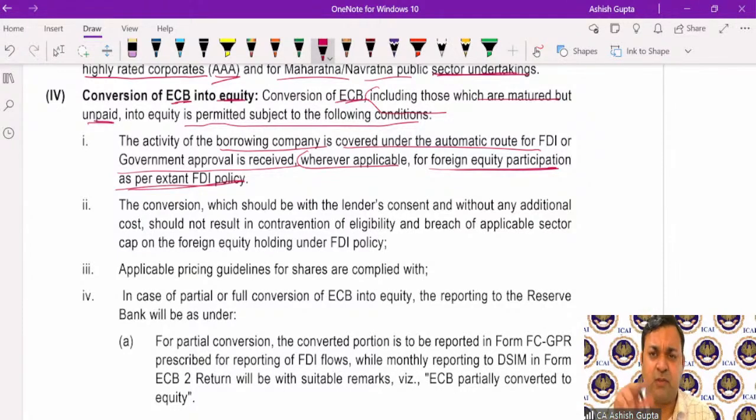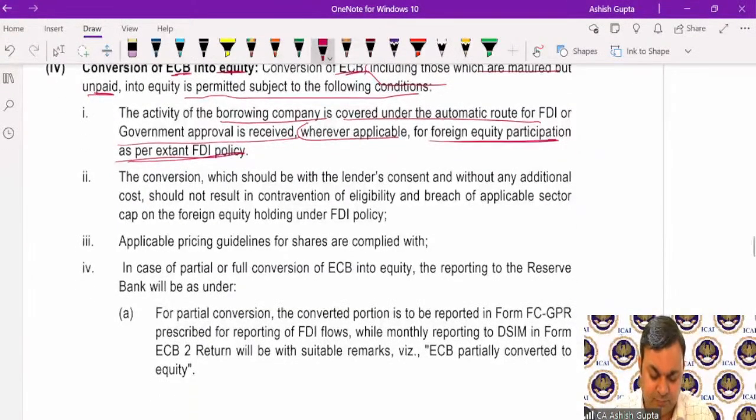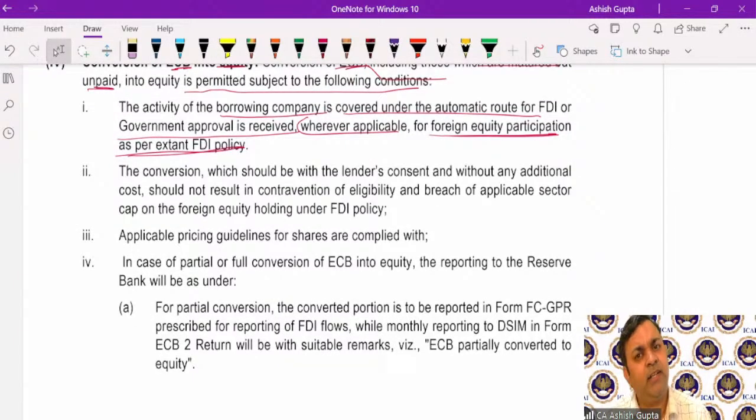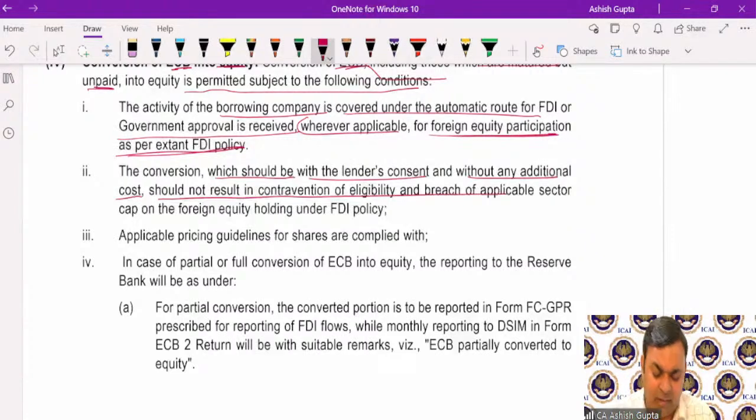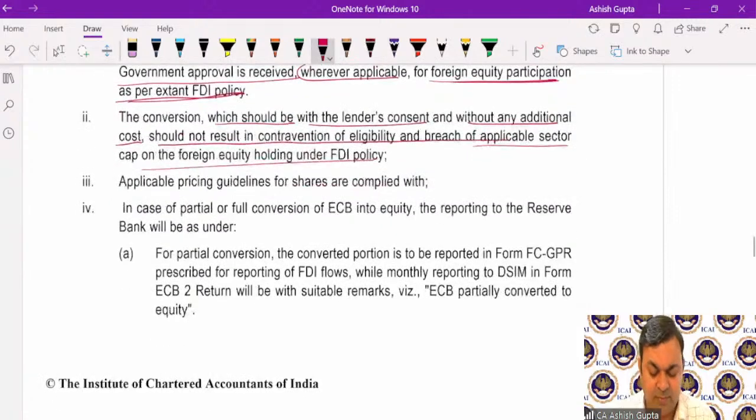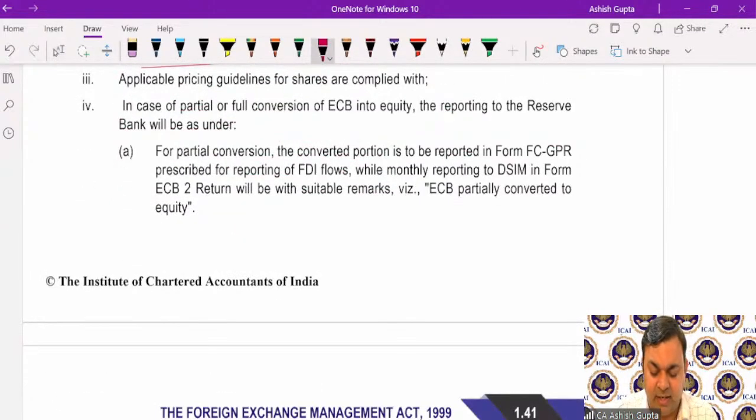So that is the conversion of ECB into equity part. So first you need to comply with the FDI policy norms. The conversion should be with the lender's consent and without any additional cost, and should not result in contravention of eligibility or breach of the applicable sector cap on foreign equity holding under the FDI policy. Applicable pricing guidelines for shares are complied with.